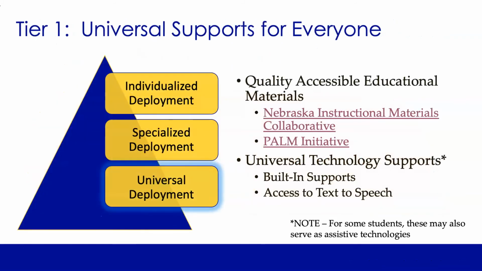Let's talk about some examples of how this might look. So in Tier 1, we're talking about universal supports for everyone, those things that we are going to deploy and make sure that everyone has access to.